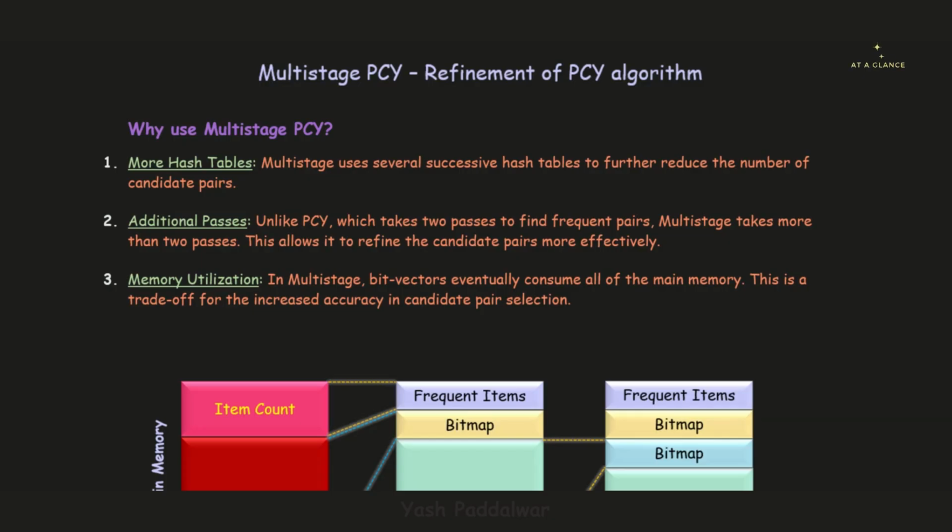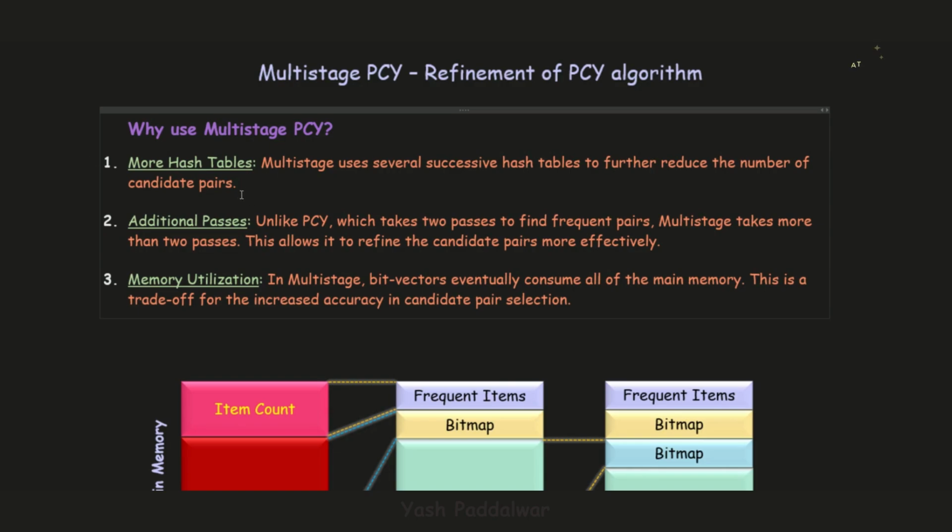So basically, here are the points that I have listed. The first reason to use the multi-stage PCY algorithm is more hash tables. Yes, the multi-stage PCY algorithm uses more hash tables than the PCY algorithm. In the PCY algorithm, we only used one single hash table. Now, what is the use of these additional hash tables? They will help us to reduce the number of candidate pairs.